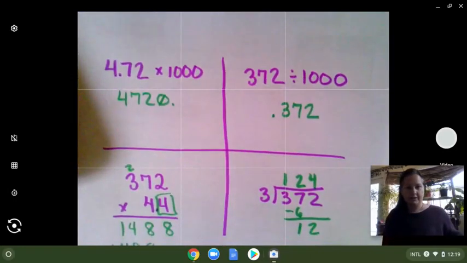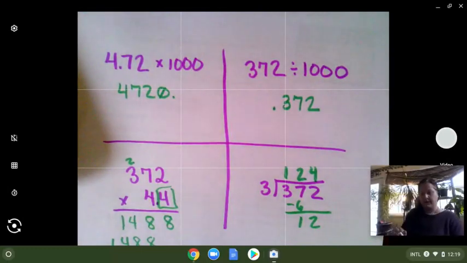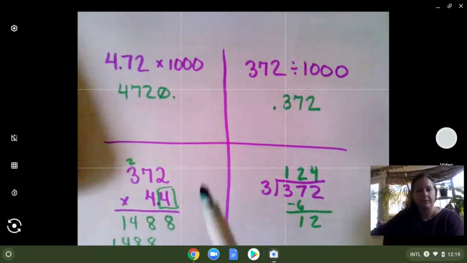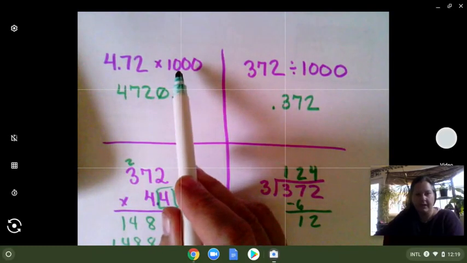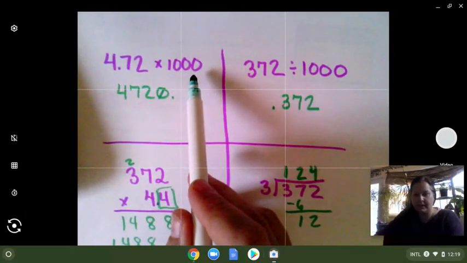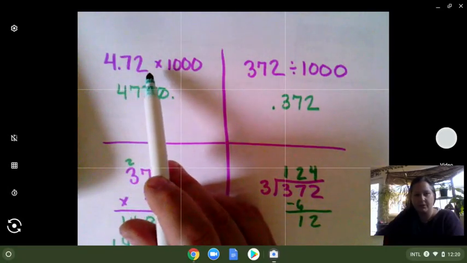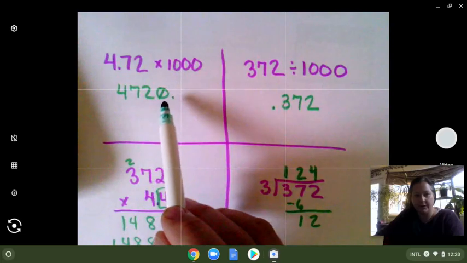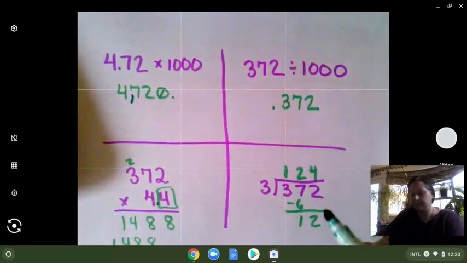Okay, let's go over those. All right, so the first one, we're multiplying by 1,000. 1,000 has 3 zeros in it, and it's a base 10 number, so this is where we can just move our decimal 3 times, 1, 2, 3, one more. There's our placeholding 0 to make this 4,720.